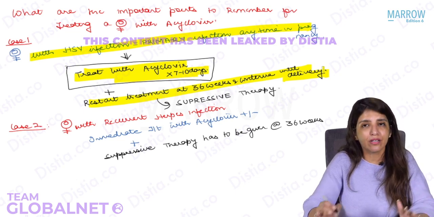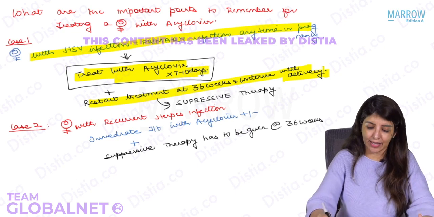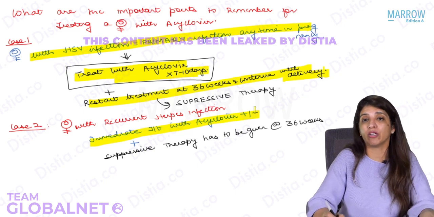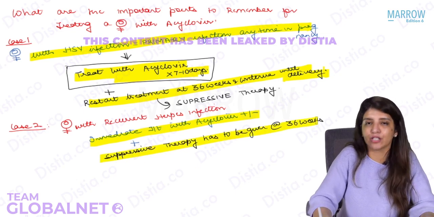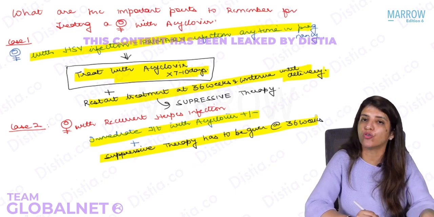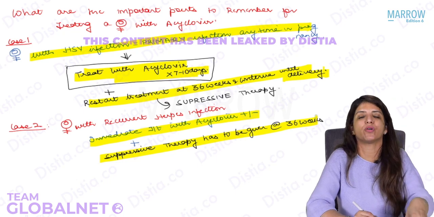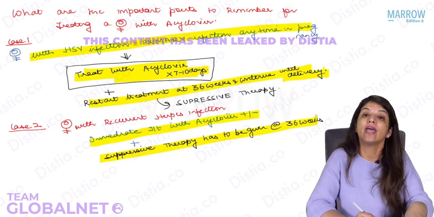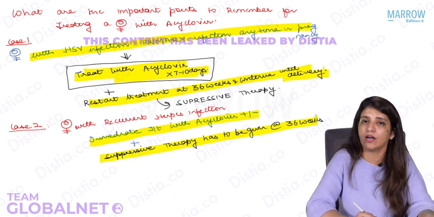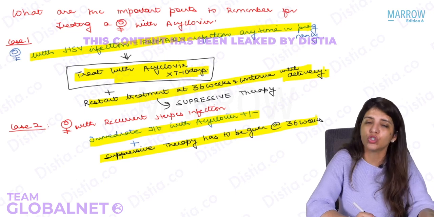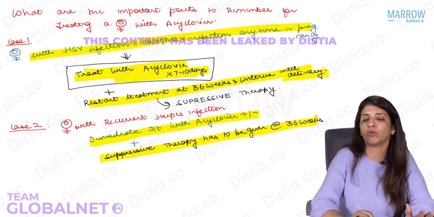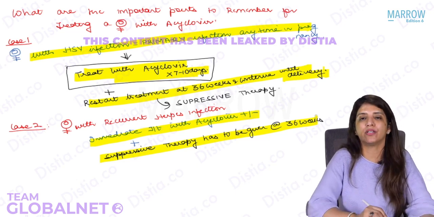Always remember that the rate of transmission is maximum with primary infection than with recurrent infections, right? So if it is a recurrent HSV infection, then immediate treatment with acyclovir you may give or may not give. But suppressive therapy has to be given at 36 weeks. In primary infection, you have to give acyclovir for 7 days, plus suppressive therapy starting from 36 weeks. In recurrent herpes simplex virus infection, you may not give therapy the moment it has been diagnosed, but you have to give suppressive therapy at 36 weeks. That is one very important thing which you have to remember, apart from remembering the drug of choice.